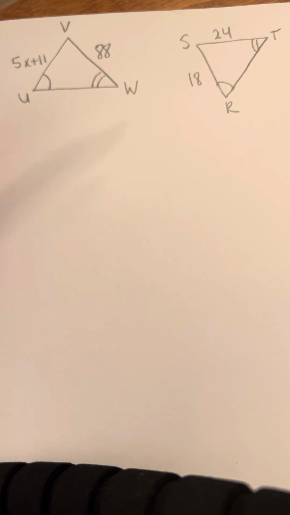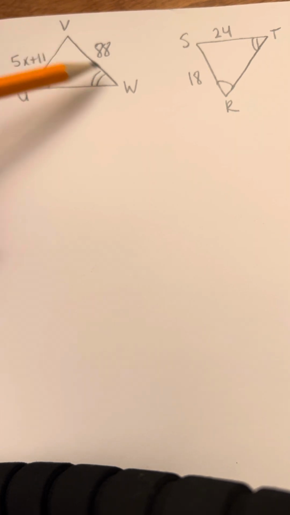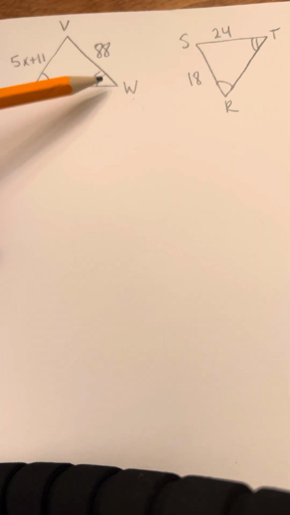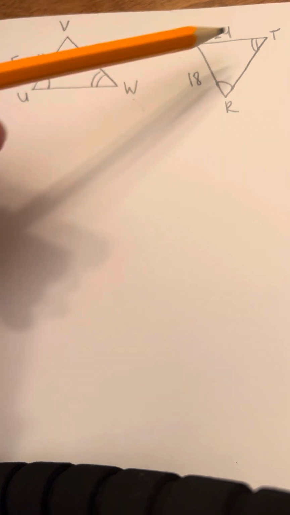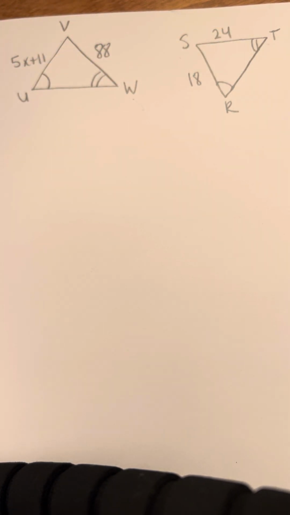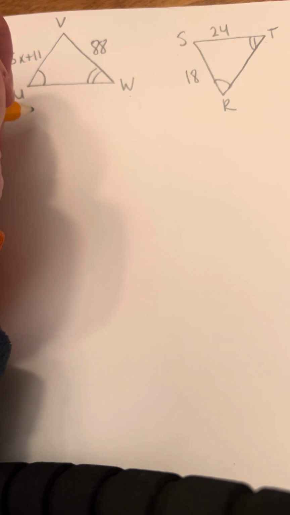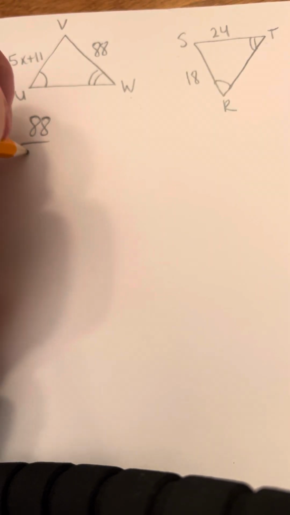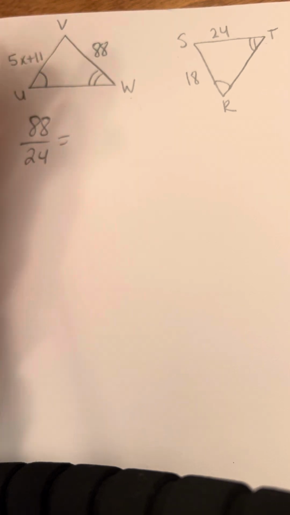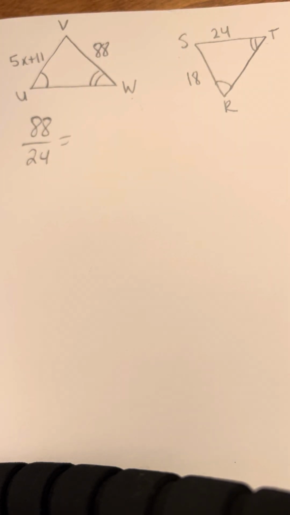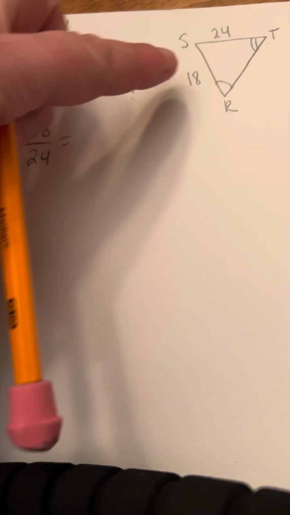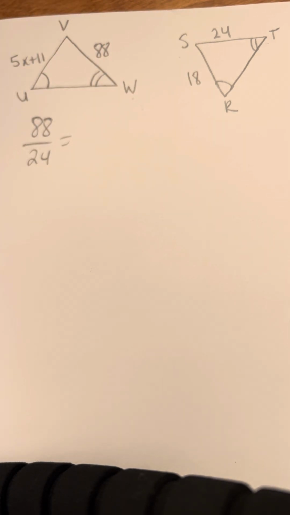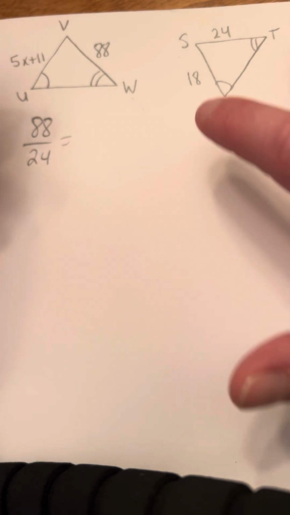So I am going to take this VW section, which is comparable to the ST section of this one. I'm going to set this up by writing 88 over the 24, comparing the larger to the smaller piece. And then I'm going to do the same thing with this 5x plus 11, and compare that to the smaller piece, which is 18. Again, I can just make sure that these line up the correct way.